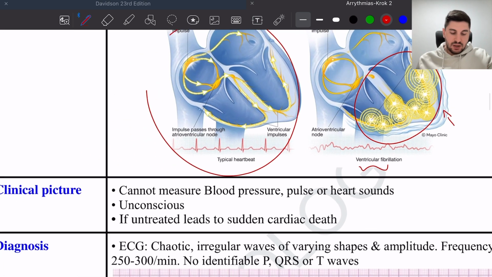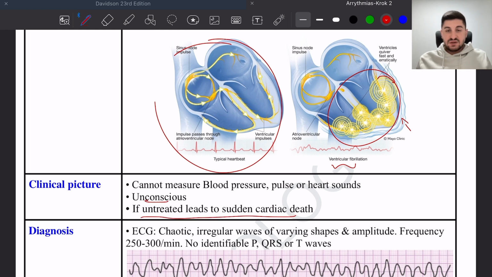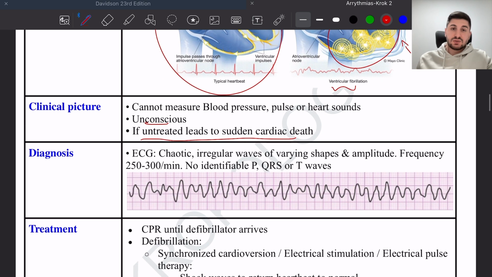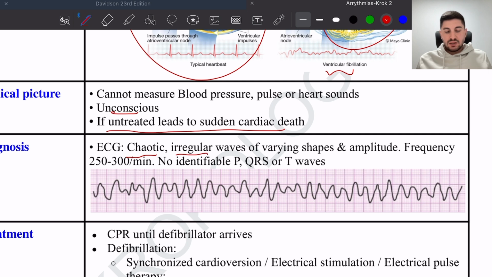Ventricular fibrillation. The clinical picture is someone where we cannot measure the blood pressure, the pulse, or the heart sound. It's a very disturbed heart. The patient is unconscious. If it's untreated, it can lead to sudden cardiac death rapidly. It starts also with myocardial infarction, as we said. Diagnosis: it's chaotic, irregular waves of varying shapes and amplitude.